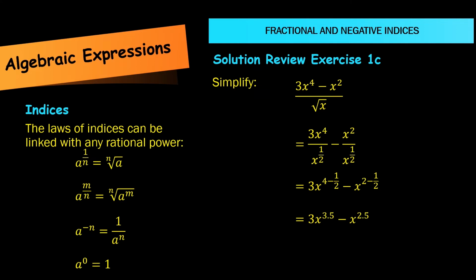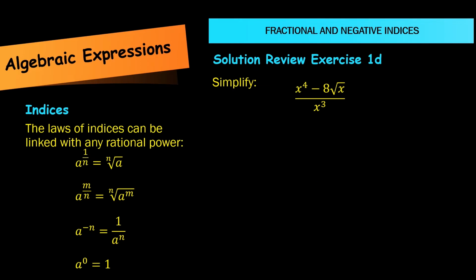Now for exercise 1d. We split the fraction as shown, and we subtract the indices, or we bring the denominator to the top and change the sign, whichever way you want to look at it.